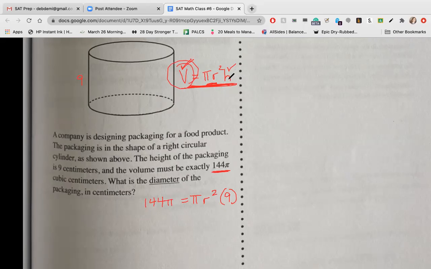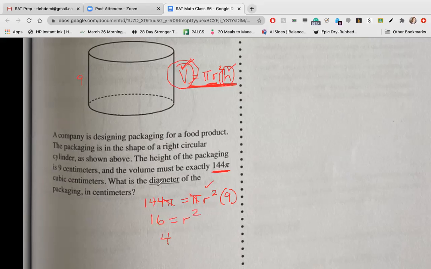We don't know the radius, and we know the height is 9. So I put it in there. Now I need to get the radius. So the pi's just cross out. Anything on the same side can be crossed out like that. So pi is gone. If I divide 144 by 9, we get 16 equals r squared. And the square root of 16 is 4.